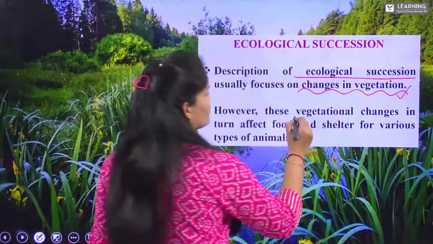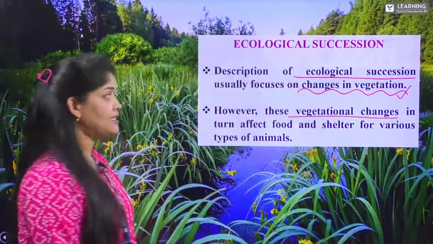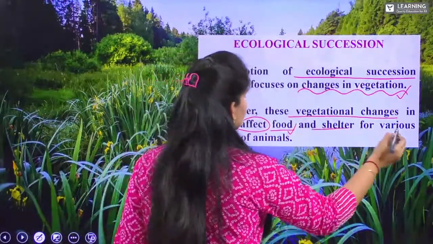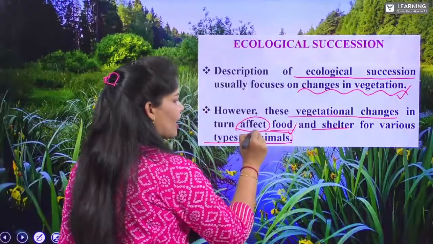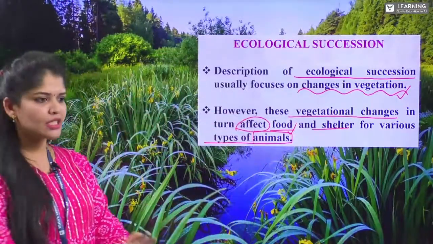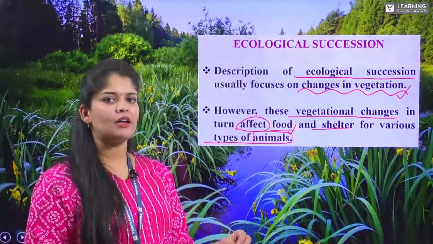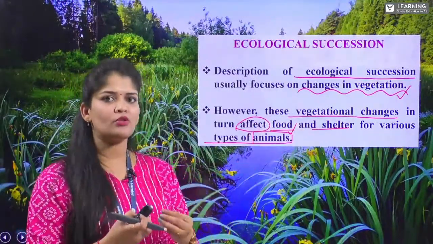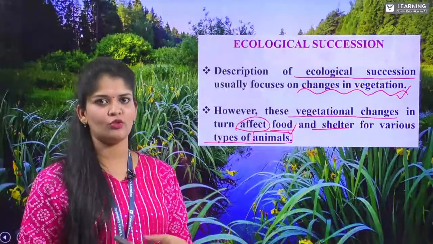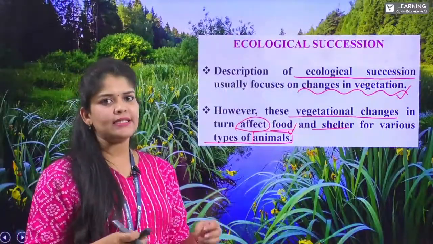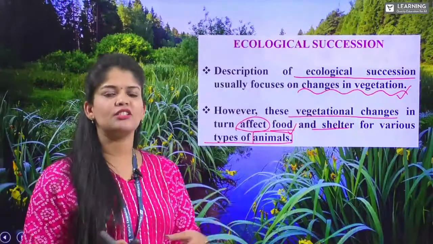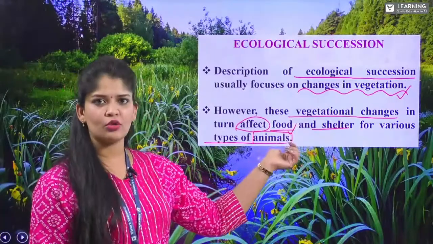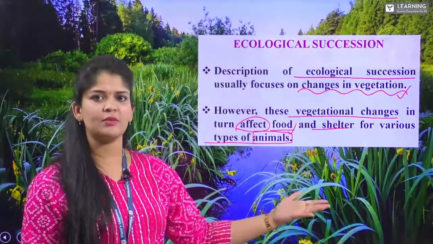However, these vegetational changes in turn affect food as well as shelter for various types of animals. That is what we said. Once the vegetation is ready, it influences by giving proper food or shelter. Animals depend on the plants for their food. And as there are changes in the vegetation, these changes obviously show some of the changes in the growth of the succession, as shown by the animals.